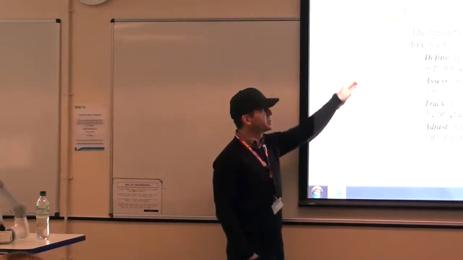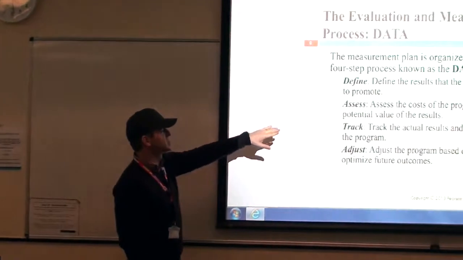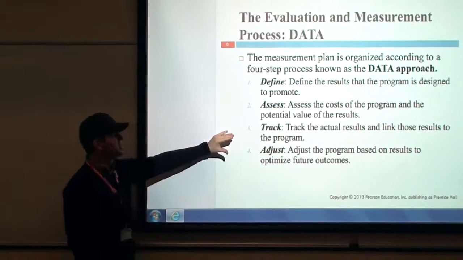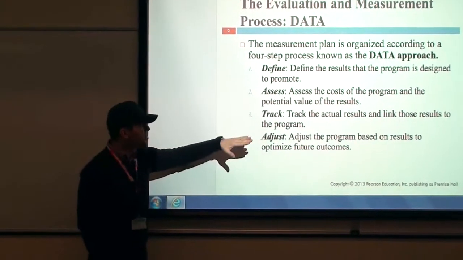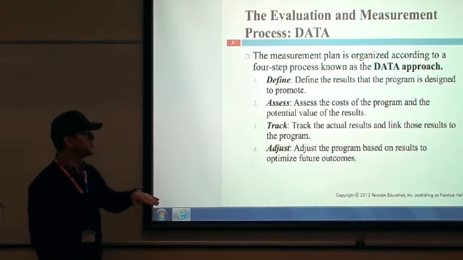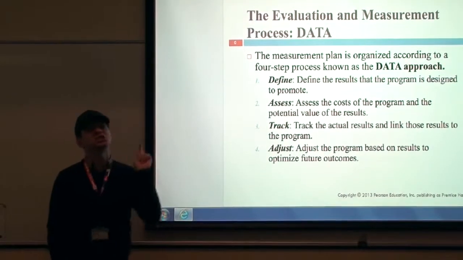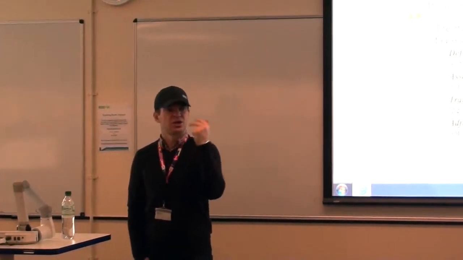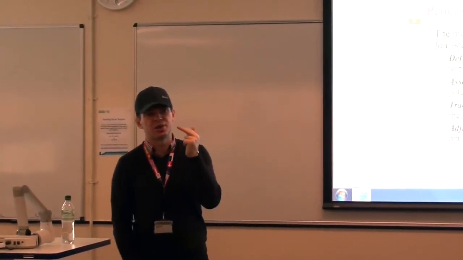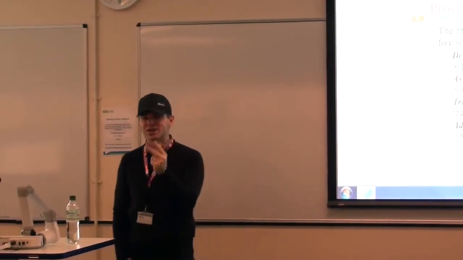So in other words, you define what you're trying to get to, you assess the cost and other activities related to that program, you track again how well you do with those results, and then you adjust based on that. So if you know what you are trying to get out of social media, you have very clear metrics in place, and specific social networking tools that help you measure that.